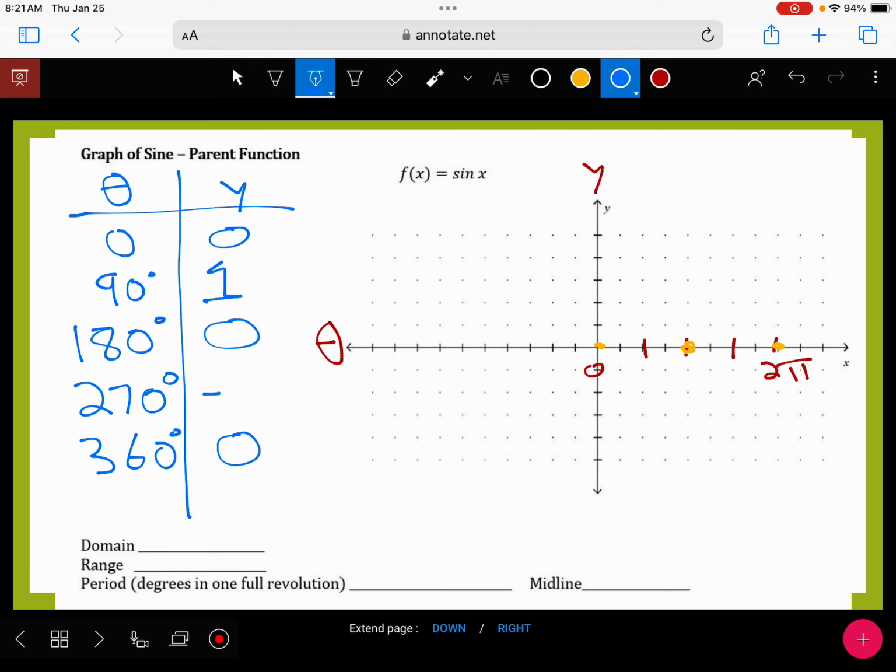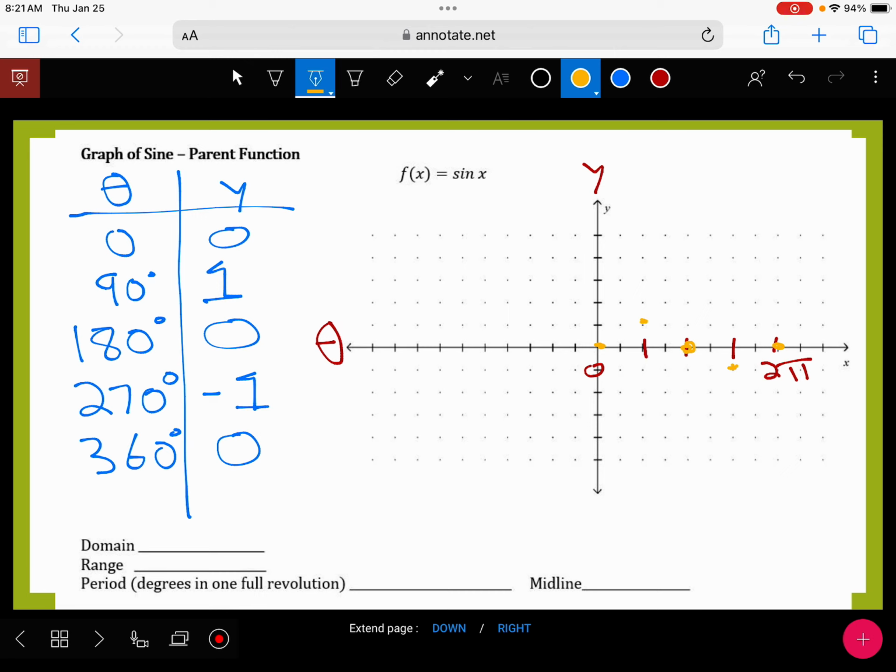-1, exactly. So now we're going to plot those last 2 points. We're going to go over 90 degrees. That's going to be this tick mark right here, because remember, we count by 45 degrees. So 45, 90. And we're going to go up to 1. And that's going to be our next point. And then, using the same philosophy, 90 degrees, 180, 270 is going to be right there. And according to our table, at 270 degrees, the parent function, just sine x, equals -1. So that's going to be our final point right there.